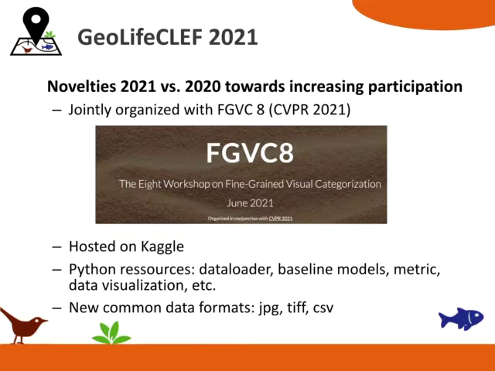Since the challenge is quite hard to start with because of the volume of data and the different nature of this challenge compared to what exists, we also provide a lot of resources this year, such as Python code for data loading, data loaders, data visualization, code for metric computation, and also some baseline models and scripts to train them. And we also provide some additional data formats that are more common to computer scientists, such as JPEG, TIFF, or CSV.